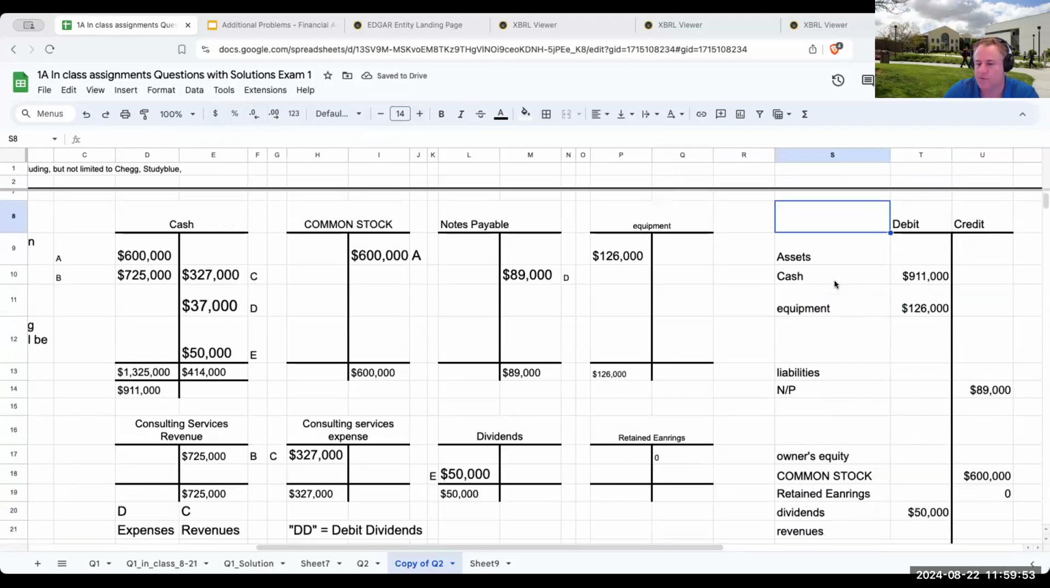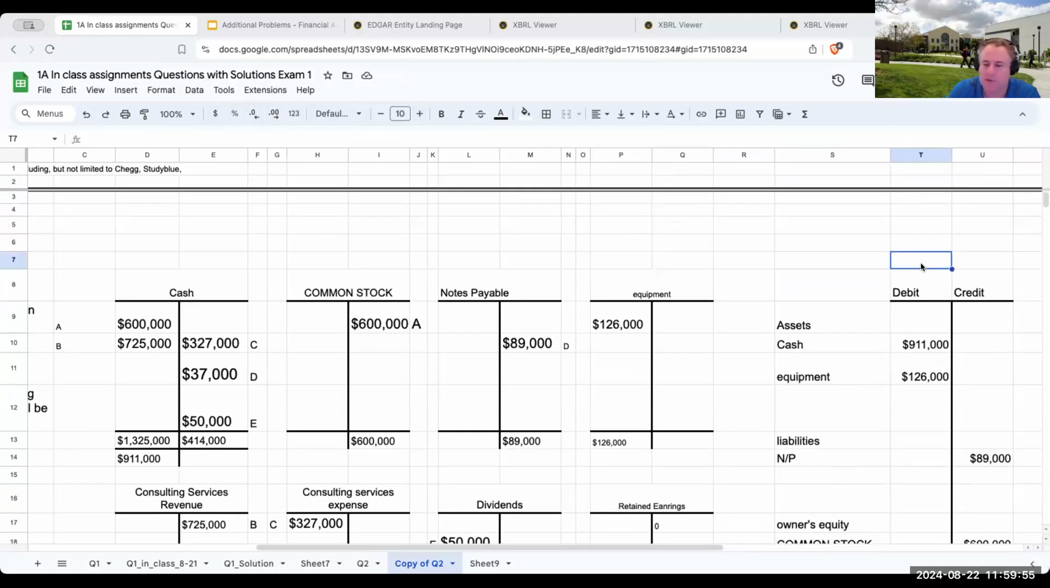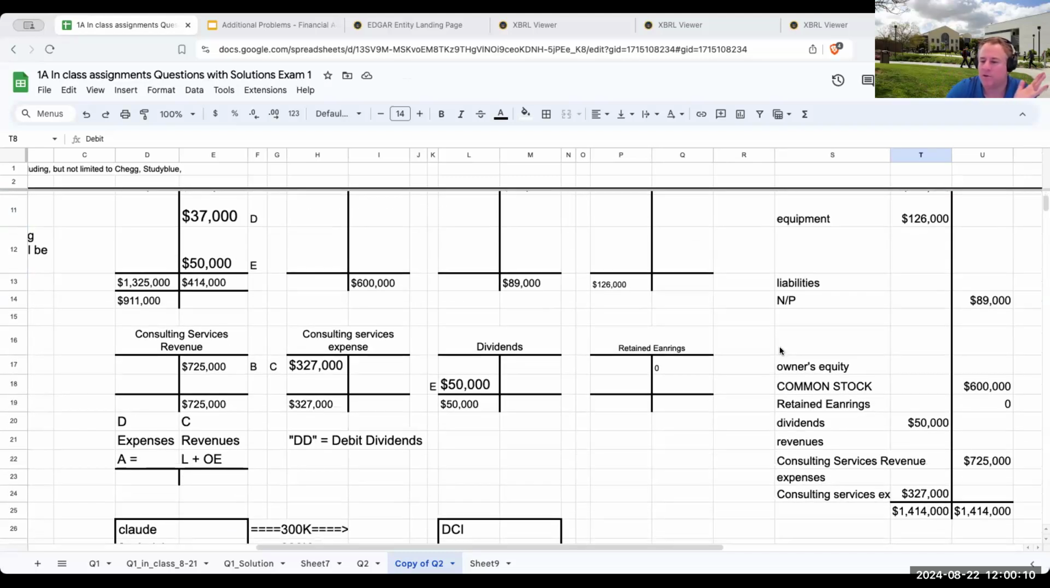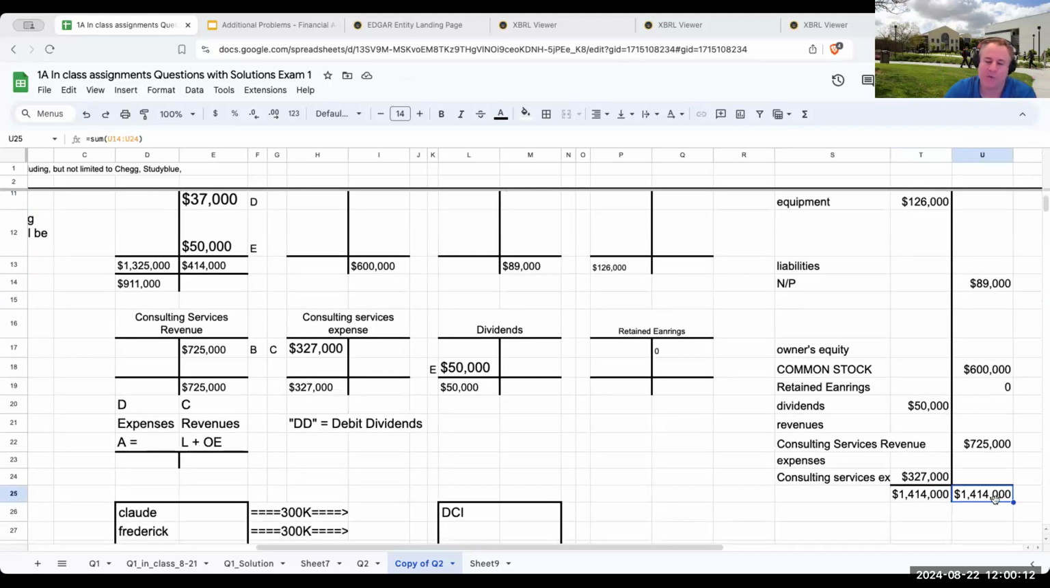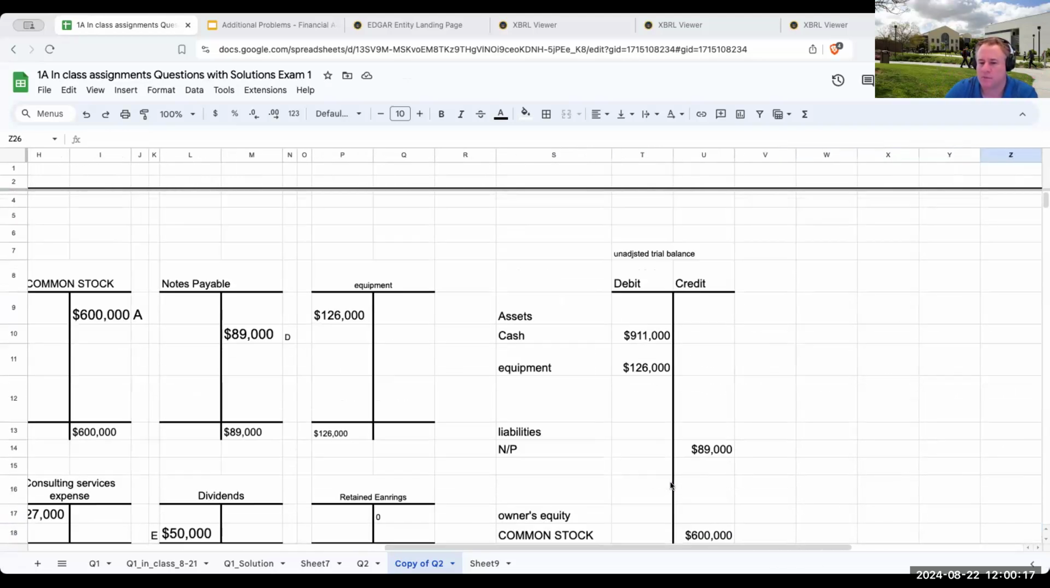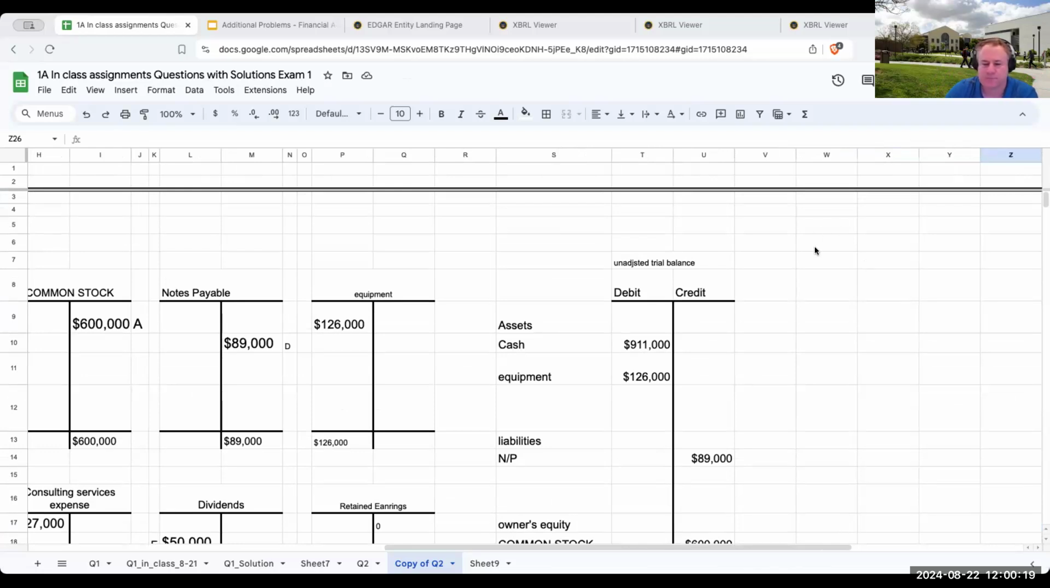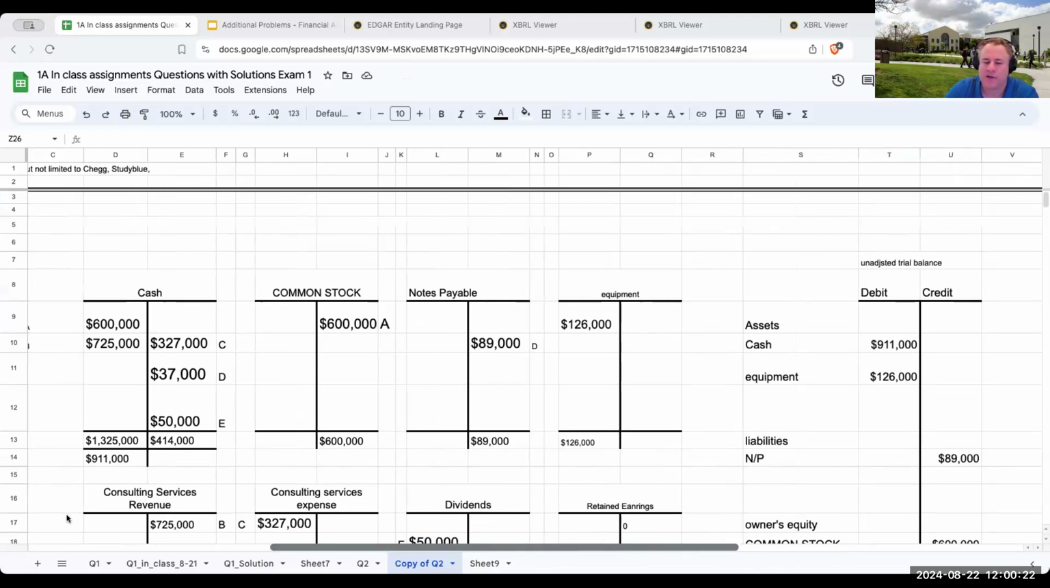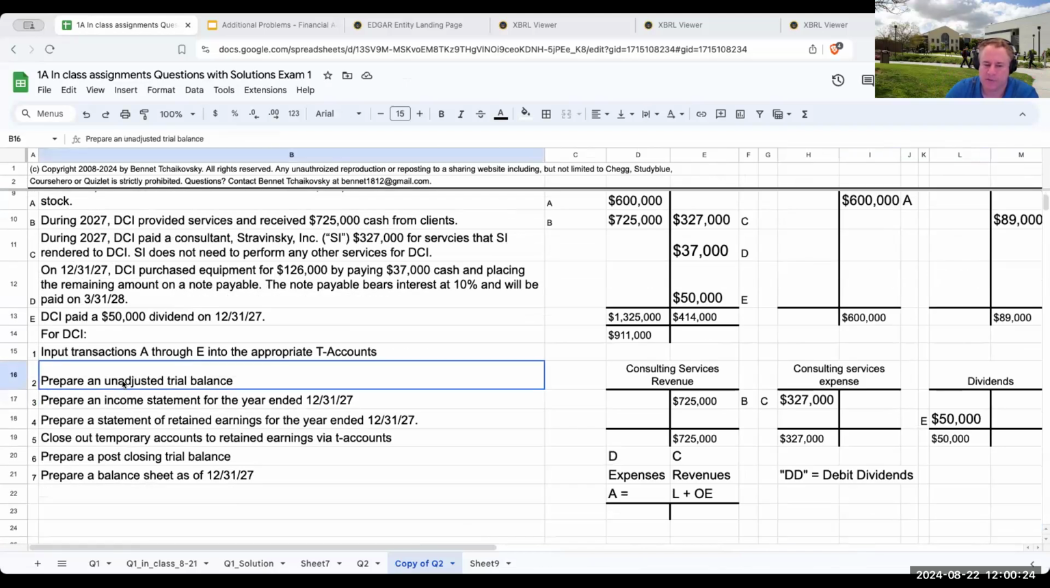And we're going to call this our unadjusted trial balance. So this is basically, after inputting the transactions, our trial balance. Again, total debits equal total credits. Now, the next thing we need to go through and do, let's look at the list. So we prepared an unadjusted trial balance.